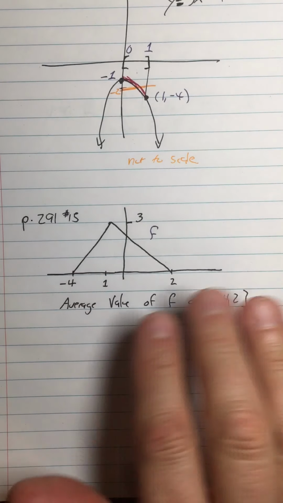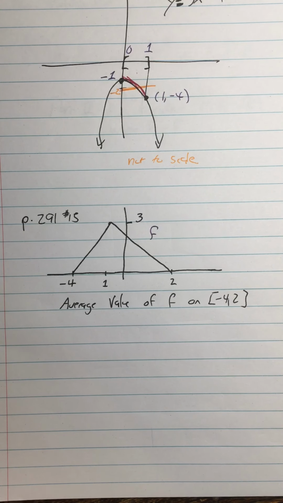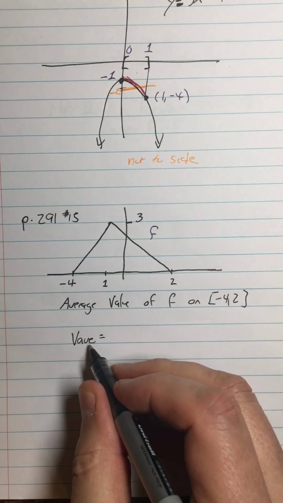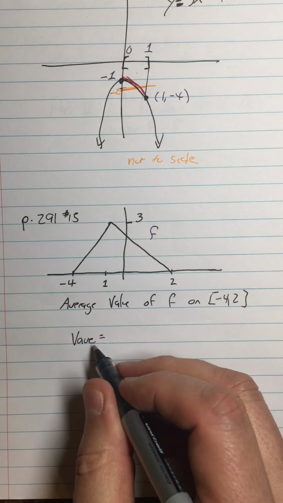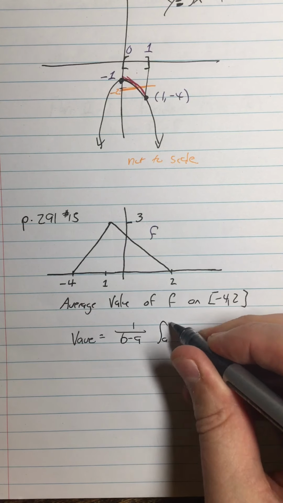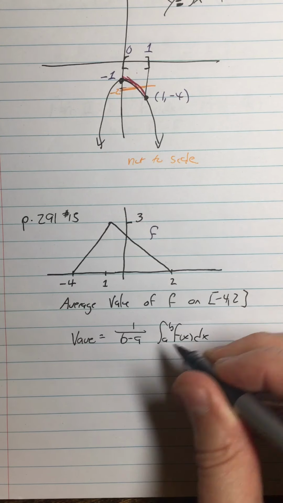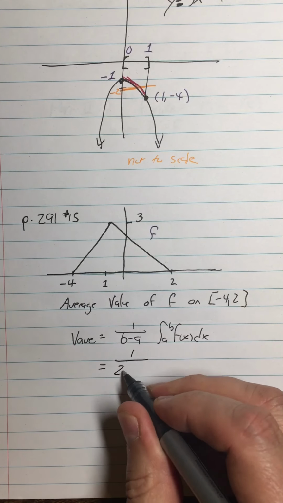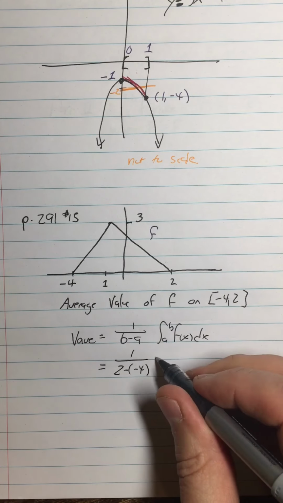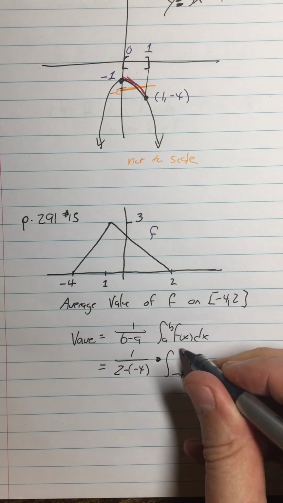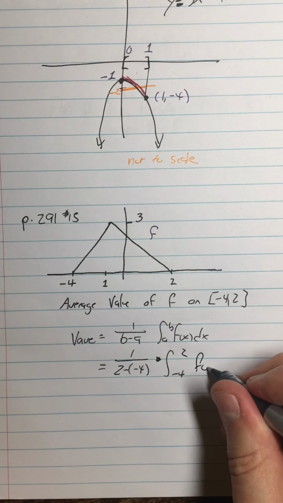So here's number 15, and I just have this graph here. So how am I going to find the average value? Well, I know that the average value, V with a subscript AVE, average, in case it's not clear, is 1 over b minus a times the integral from a to b of f of x dx. So what's b minus a? It's 2 minus negative 4. So that's 1 over 2 minus negative 4, times the integral from negative 4 to 2, because the lower number goes in the bottom, of f of x dx.